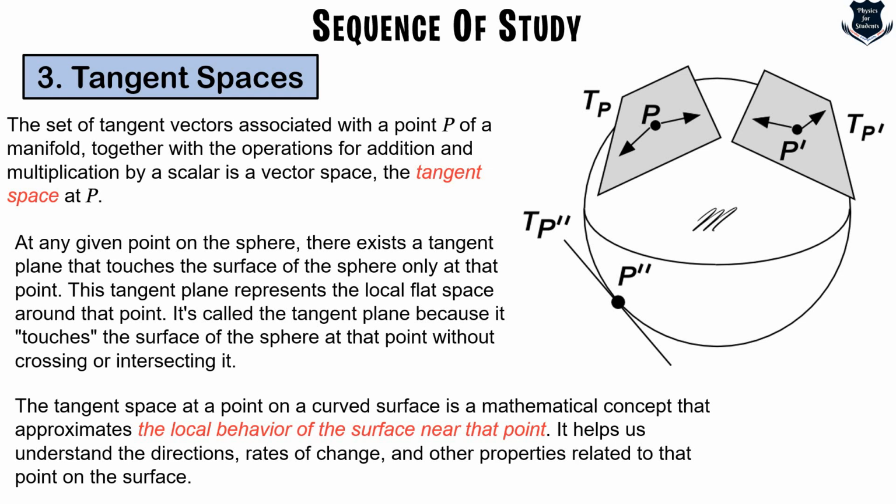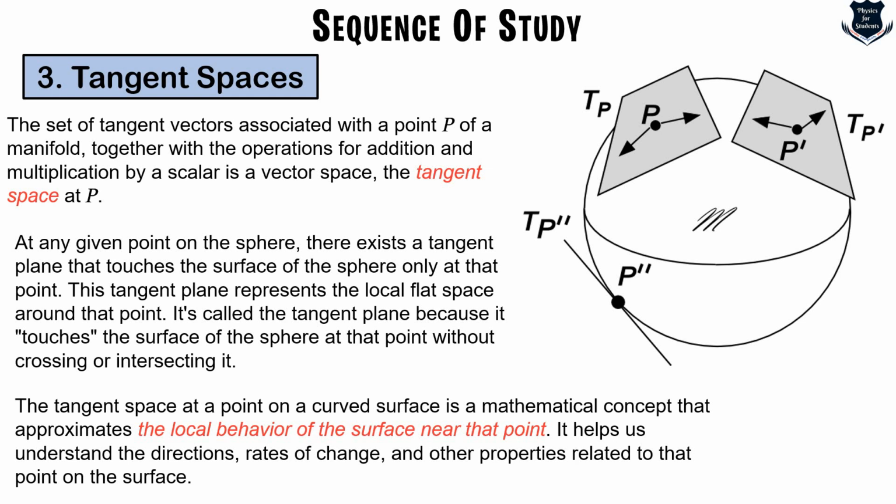We can also say that the tangent space at a point on a curved surface is a mathematical concept that approximates the local behavior of the surface near that point. It helps us understand the directions, rates of change, and other properties related to that point of the surface. So it essentially deals with the local behavior of that surface. As you know, I have been speaking about the difference between differential geometry and topology. Differential geometry certainly deals with something local. So it is a plane representing a local flat space, and it is called a tangent plane because it touches just the surface of the sphere.